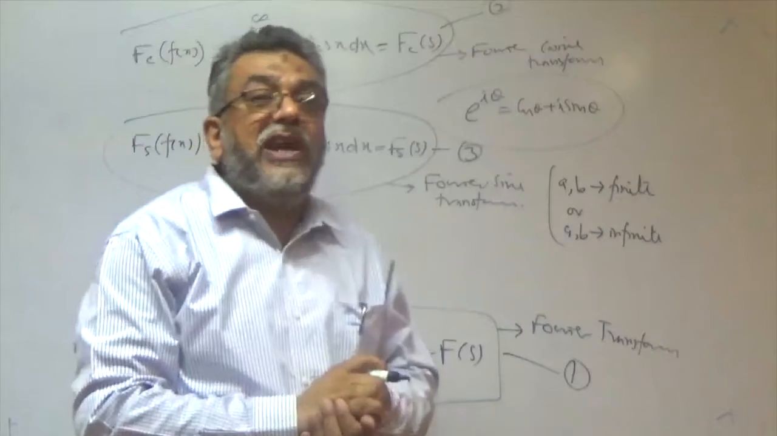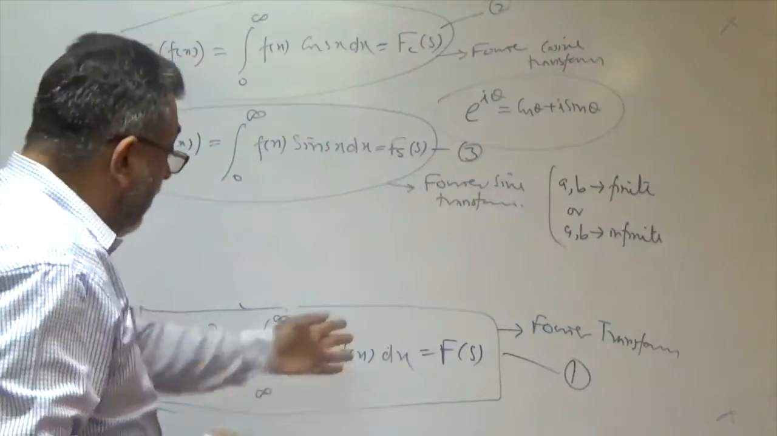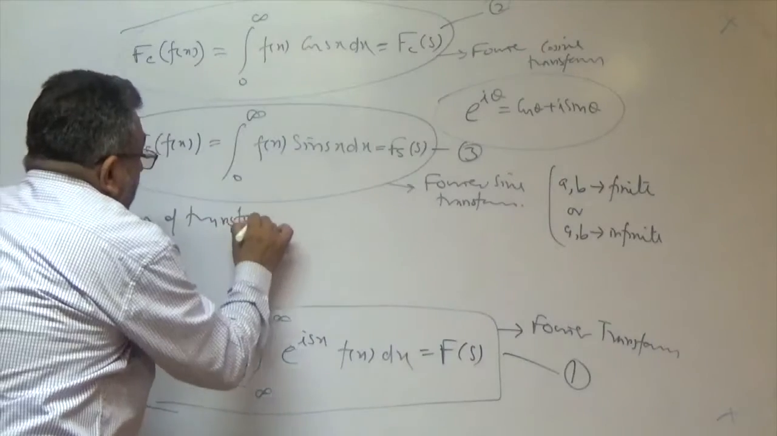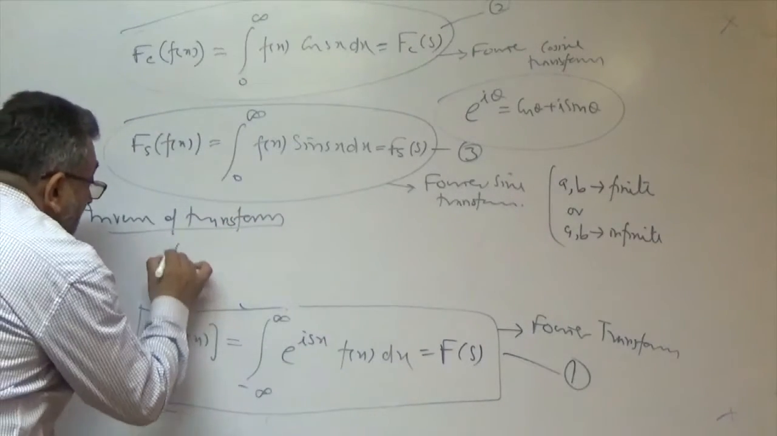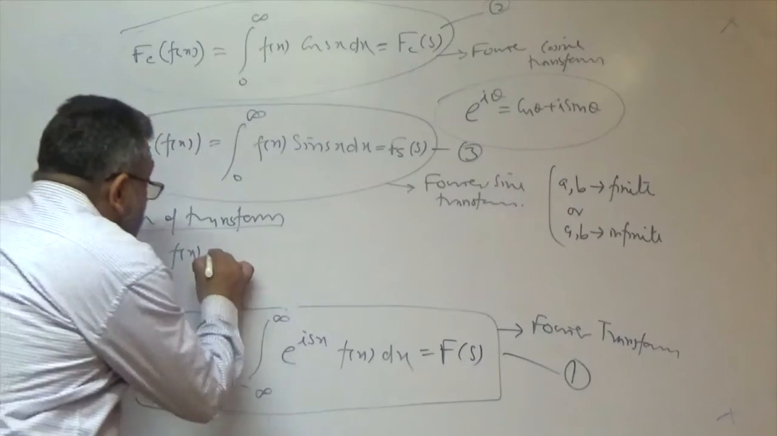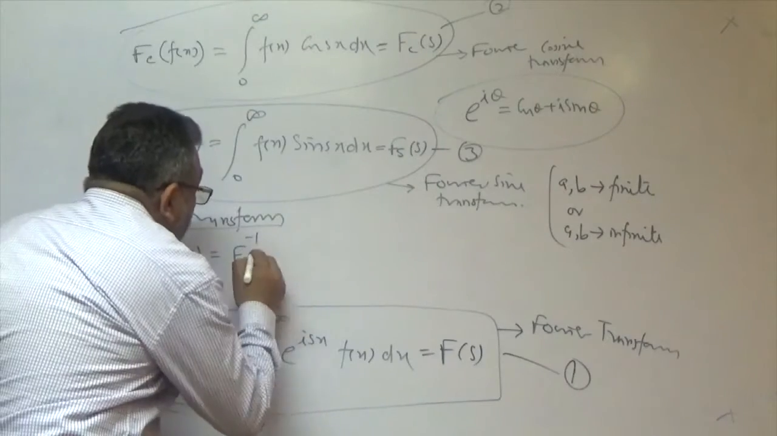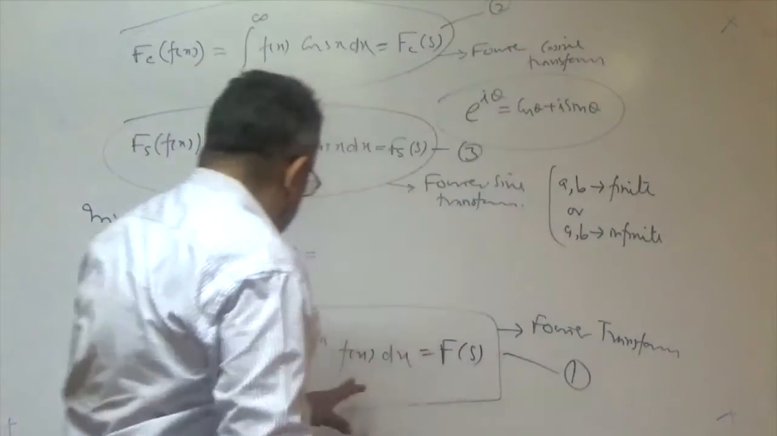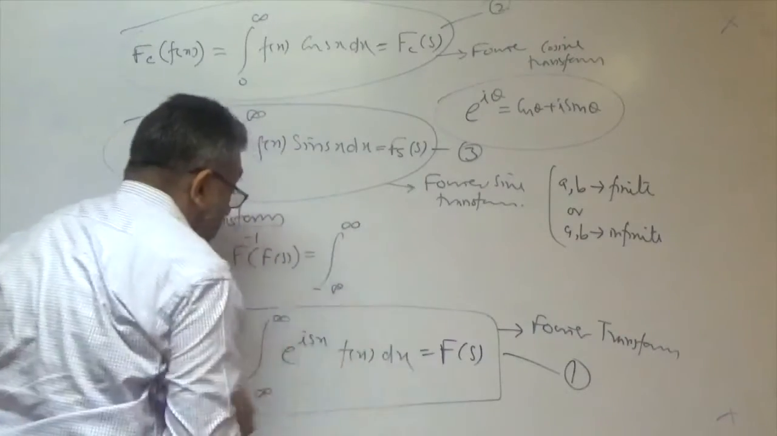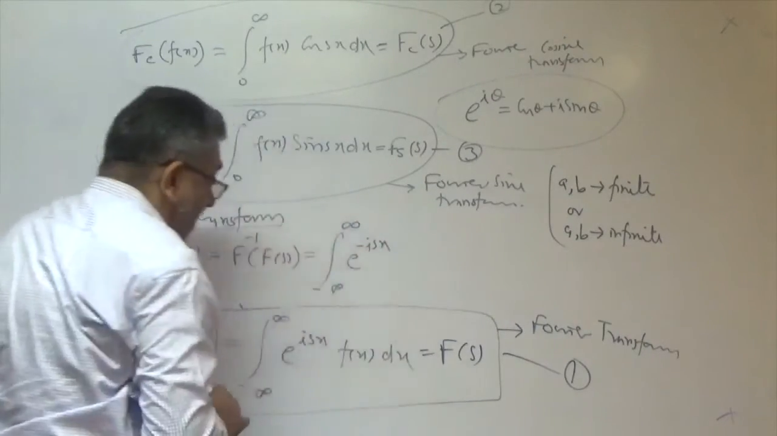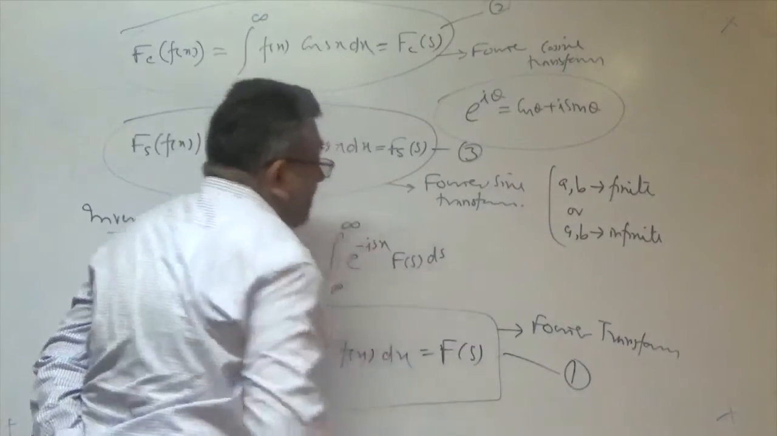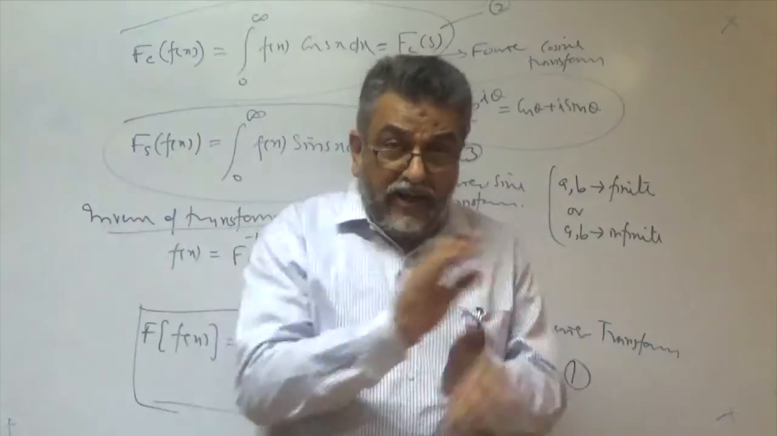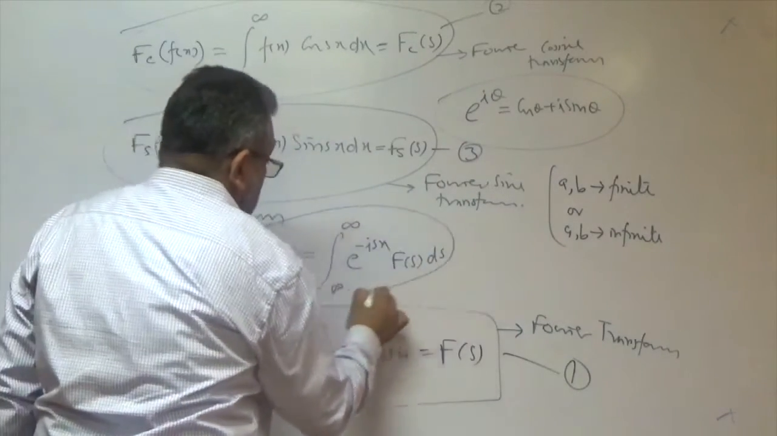From these three formulas, we can also obtain the inverse of these transforms. Here, f(x) is the inverse, that is, F inverse of capital F(s). Inversion means transforming back. This is the integral from minus infinity to infinity of e to the power minus isx, F(s), and the parameter with respect to which you integrate is s. So this is just the inversion: you transform the value, and this is your inverse Fourier transform.